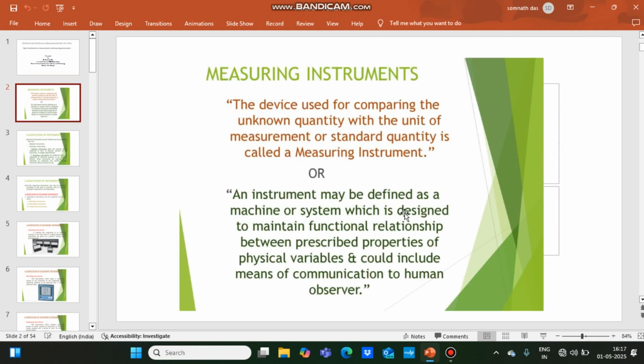In Electrical Electronics Measurement, we will learn about different types of measuring instruments, their construction, their working and also their applications.